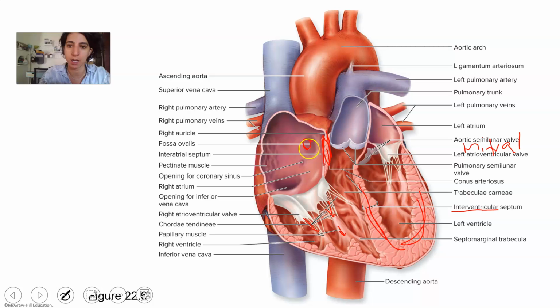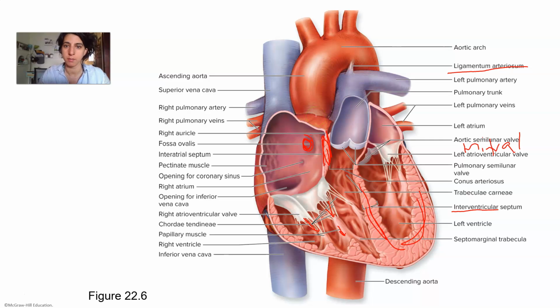This structure right here is called the fossa ovalis. It is also, like the ligamentum arteriosum, a vestige of an embryonic structure. In the embryo, in the developing fetus, it used to be called the foramen ovale. So it was an actual hole that shunted blood between the right and left atria. In the adult, it's called the fossa ovalis because it's not quite a hole.